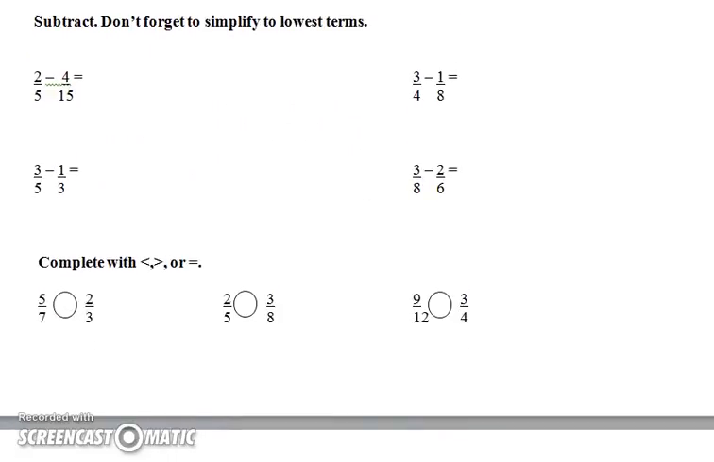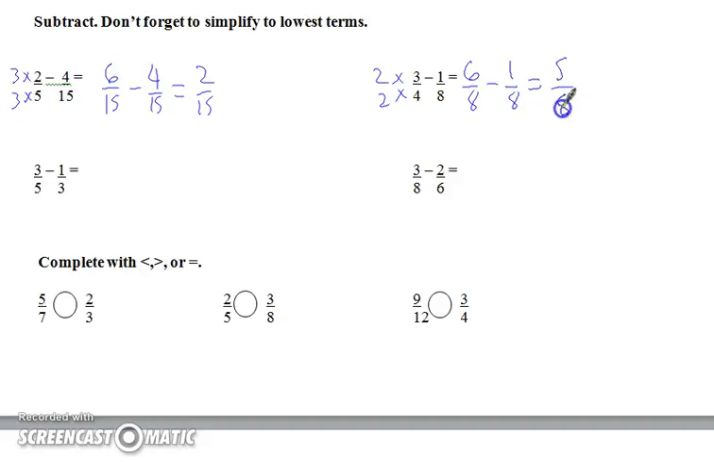Try the next section out. We're subtracting this time instead of adding, but the idea is still the same. Can I take the smallest denominator and get something to get to the larger denominator? Yeah, I can take this times 3, which means I'm going to take the top times 3. So this is really 6/15 minus 4/15, which equals 2/15. That wasn't bad at all. 3/4 minus 1/8. Can I take 4 times something to equal 8? Yep, times 2. So I'm going to get 6/8 minus 1/8. That just equals 5/8. Don't even have to simplify. A lot of times subtracting is easier than adding because you don't have to simplify as much.